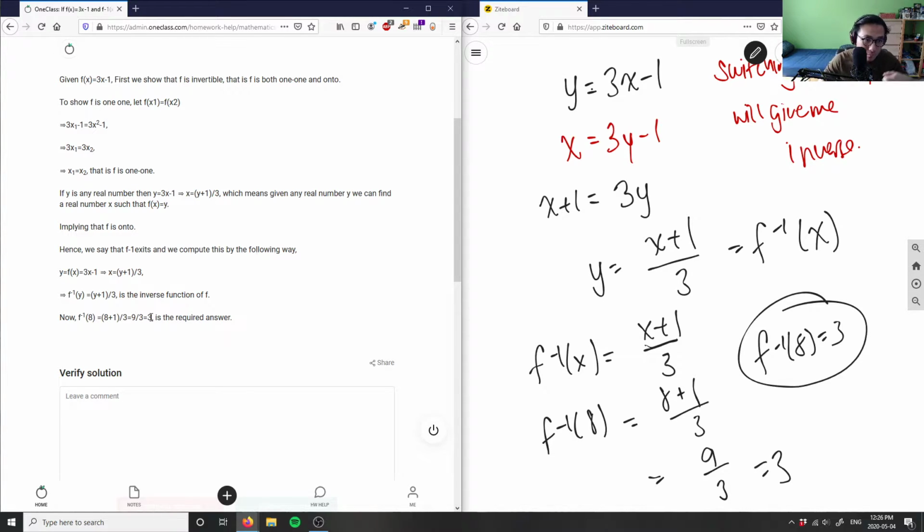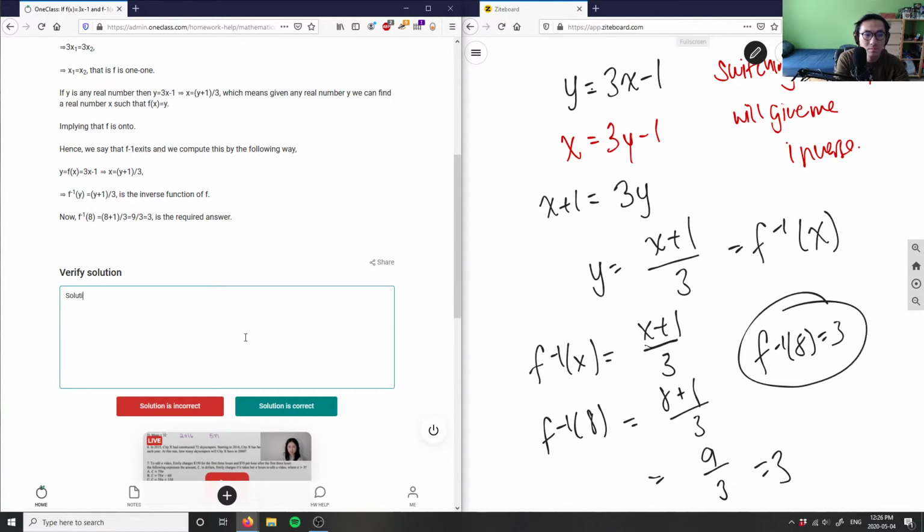And what they did is they actually did the exact same thing, right? They set y equals 3x minus 1, and they flipped it to y equals x plus 1 divided by 3. So the solution here is correct. Good analysis.